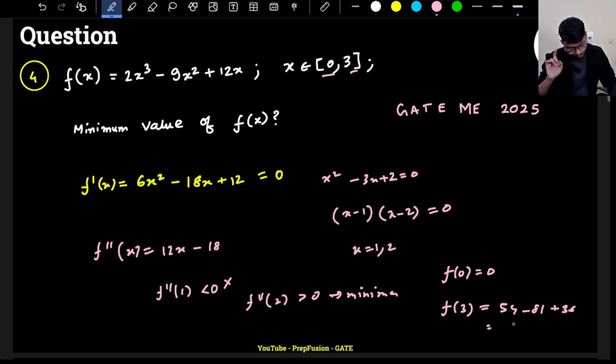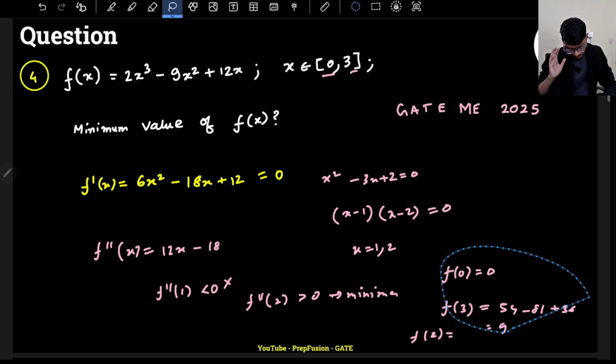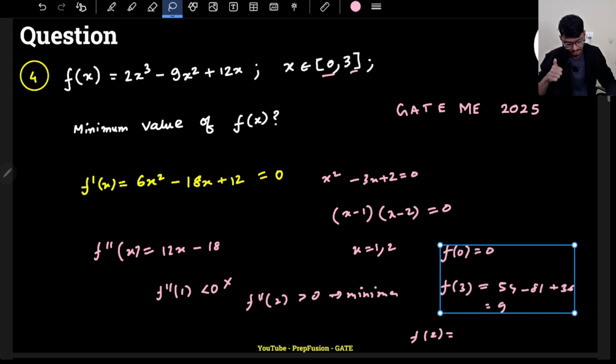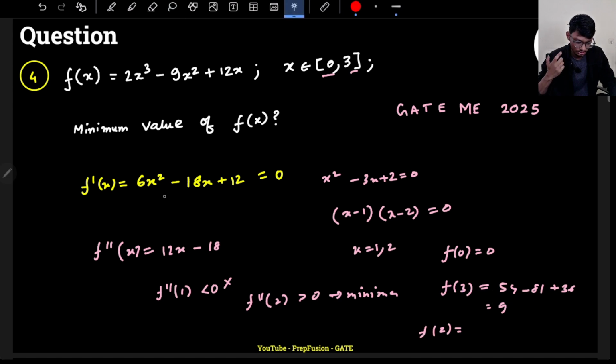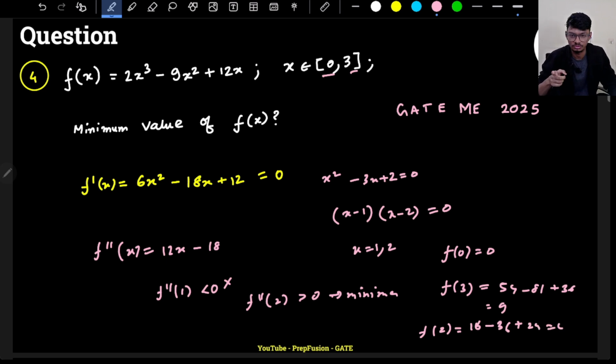And f of 2, what will be f of 2? I think it will be something higher, it will not be lower. If I check, f of 2 will be 8 into 2, that is 16, 16 minus 4 into 9, that is 36, plus 24. So this is 40 minus 36, which will be 4. Of course the minima is f of 0. So the minimum value of f of x is 0, at x equal to 0.